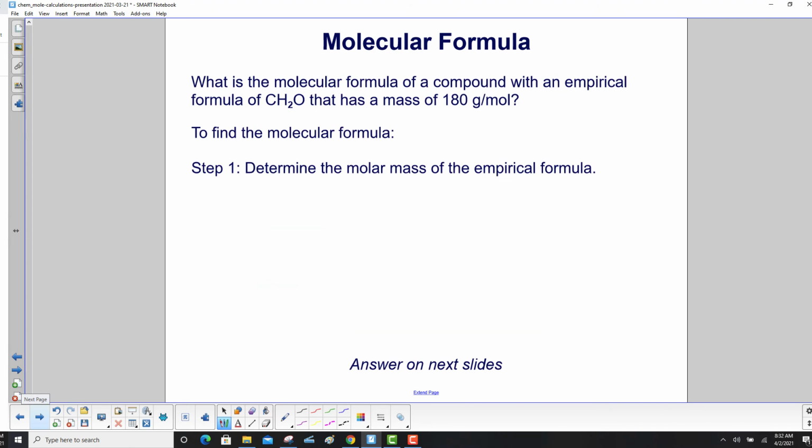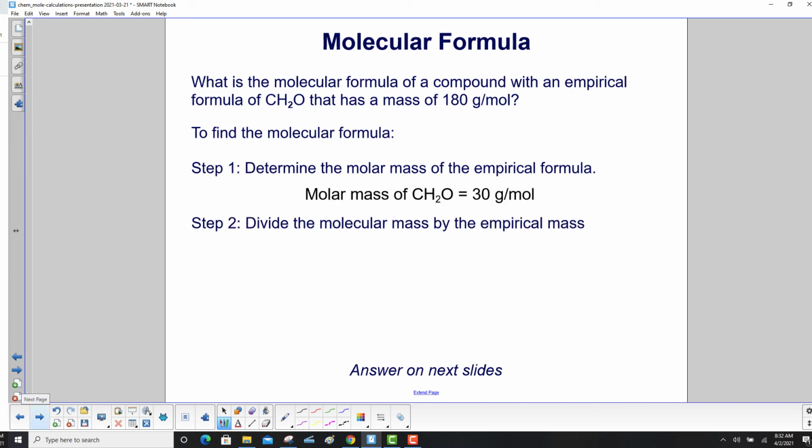What is the molecular formula of a compound with an empirical formula of CH2O that has a mass of 180 grams per mole? To find the molecular formula, step 1. Determine the molar mass of the empirical formula. And the answer will be on the next several slides. Okay, step 1. The molar mass of CH2O is 30 grams per mole, and we get that from the periodic table.